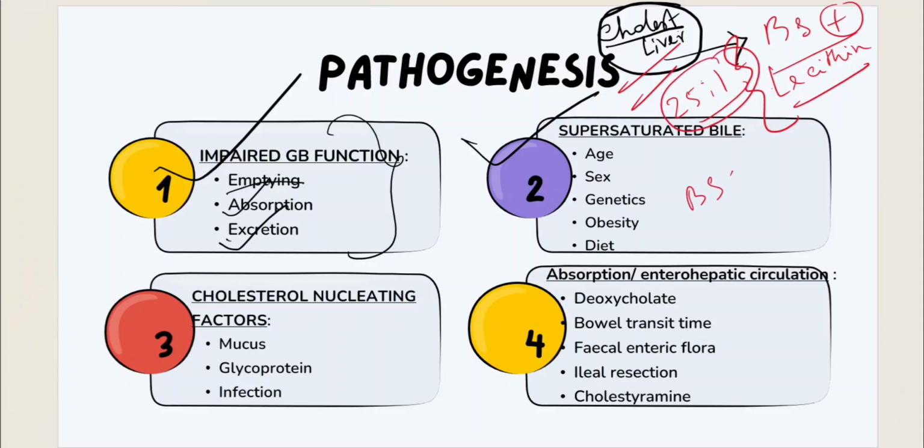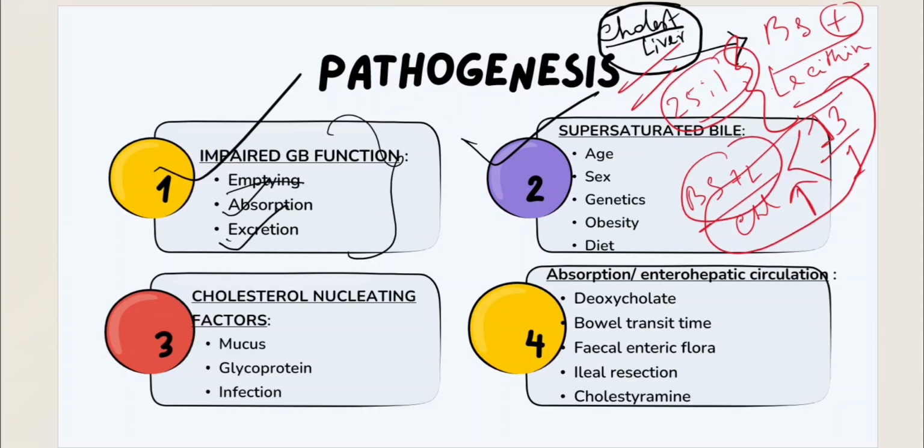If the bile salt plus lecithin to cholesterol ratio decreases to 13:1, that means cholesterol has increased and bile salt has decreased overall, then the ratio becomes less than 13:1. It means now the bile is saturated with cholesterol.